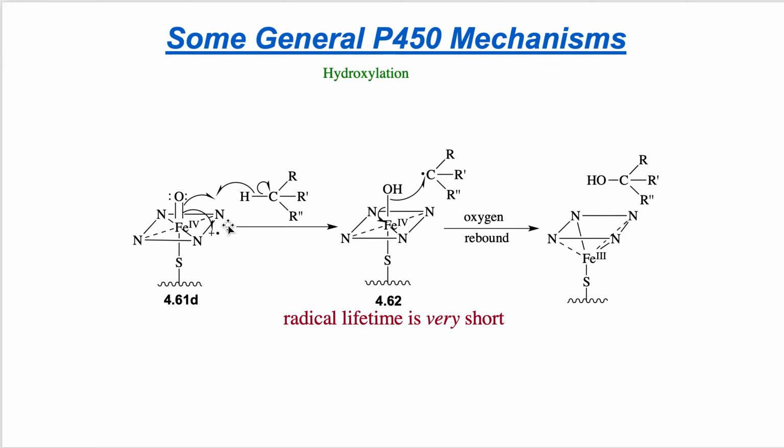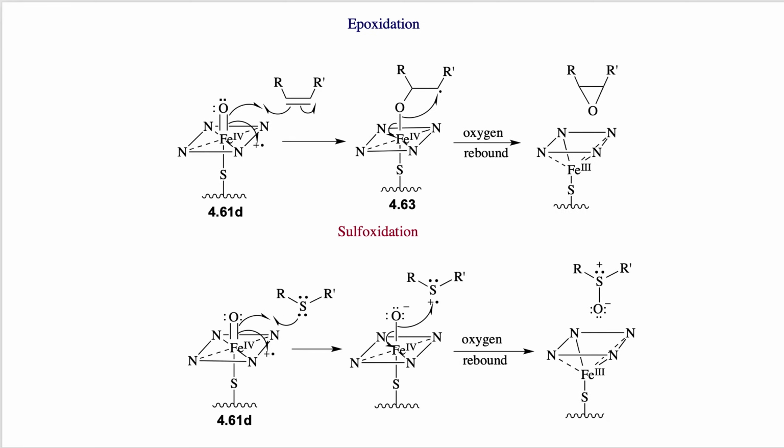We can see here that it's going through, amazingly, an iron 4 center, and through this and also a key sulfur, it is able to add oxygens by a radical mechanism to carbons. It can also do epoxidation, which is really neat, and you could see sulfoxidation. Honestly, I'm less impressed by this reaction. The other two are harder.